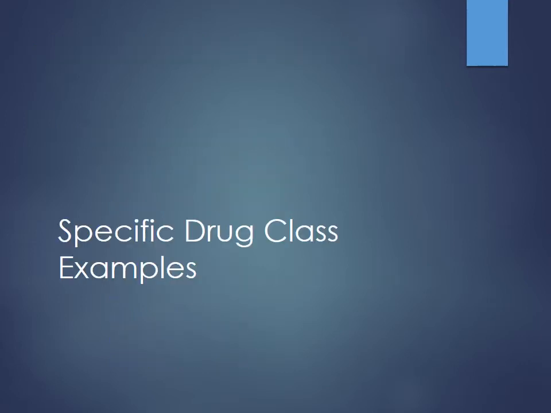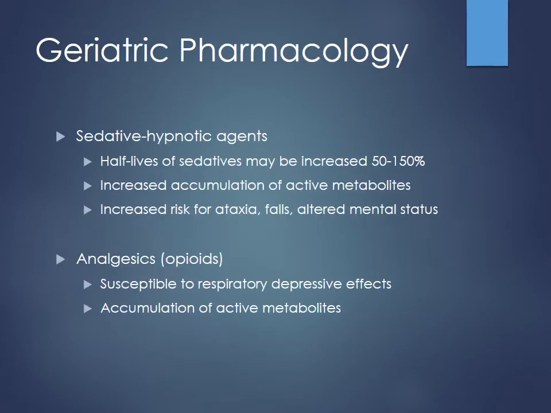So we'll look at some specific drug class examples of how elderly patients should be monitored with an extra degree of caution. Sedative hypnotics are a huge one. We don't like to give a lot of sedative hypnotic agents to our older patients. So what are some examples of sedative hypnotics? Yeah, benzodiazepines like lorazepam, things like that. Barbiturates, absolutely.